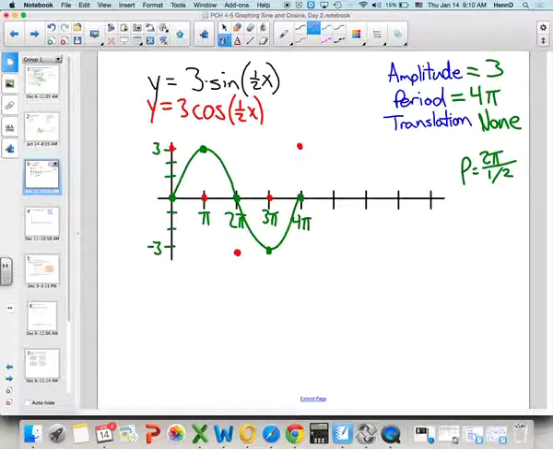This is where you really have to make sure you're familiar with the original sine and cosine curves so that you can then adjust it to this.